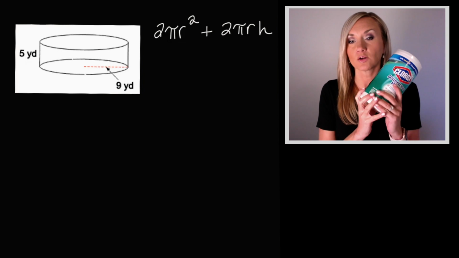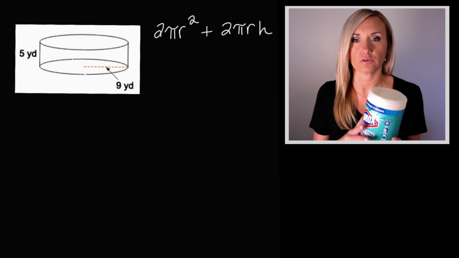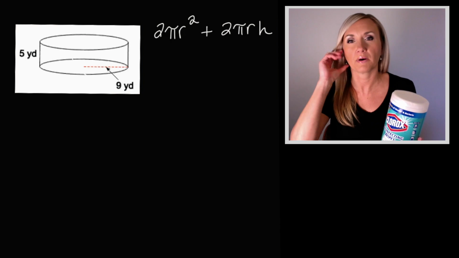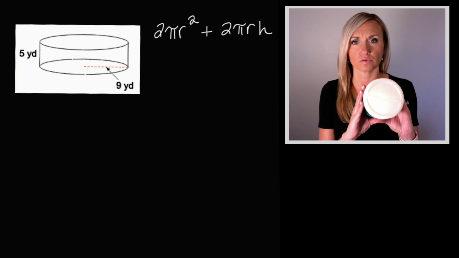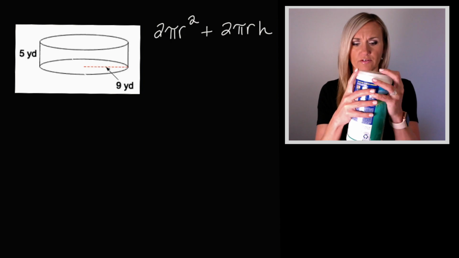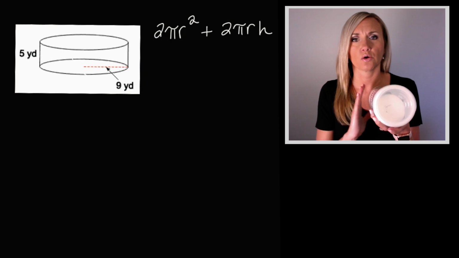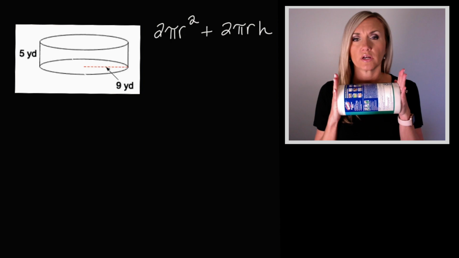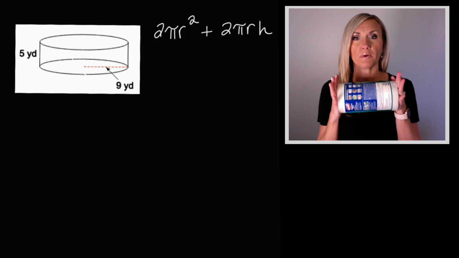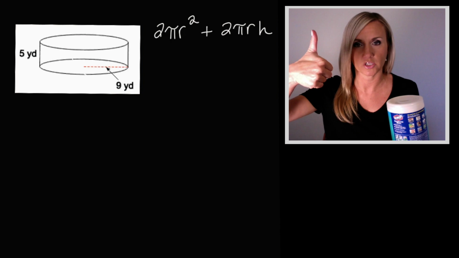Well, let's go back to our Clorox bleach wipes. So the first part, the 2 pi r squared, the pi r squared is the area of a circle, and we have two of them, agreed? Because surface area is everything that we can touch, right? The area of everything that we can touch. So if we take this area and this area, pi r squared, and add them together, we have 2 pi r squared. Okay, so the first part of the formula, good.